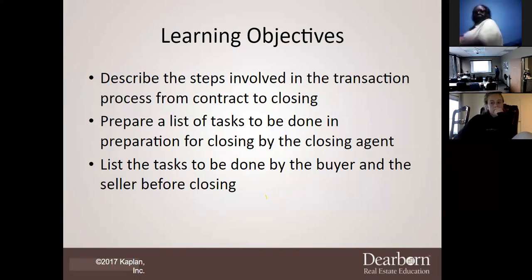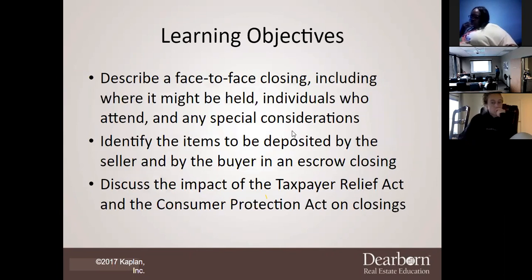Learning objectives for the evening. We'll describe the steps involved in the transaction process from contract to closing. We'll prepare a list of tasks to be done in preparation for closing by the closing agent. We'll list the tasks to be done by the buyer and the seller before closing. We'll describe a face-to-face closing, including where it might be held, individuals who attend, and any special considerations. We'll identify the items to be deposited by the seller and by the buyer in an escrow closing.